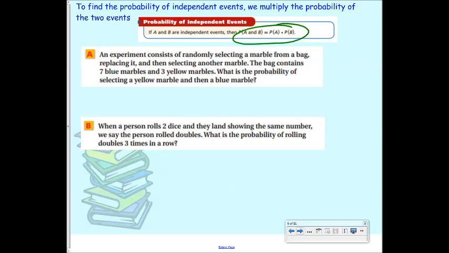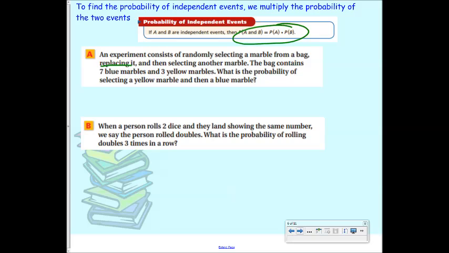separate experiments. So in letter A, an experiment consists of randomly selecting a marble from a bag, replacing it, and then selecting another marble. This replacing it means that it's an independent event. Why? You're putting it back, which means what? The first time you pick and the second time, do your options change? If you put it back in the bag, no, they don't change. So that's an independent event.